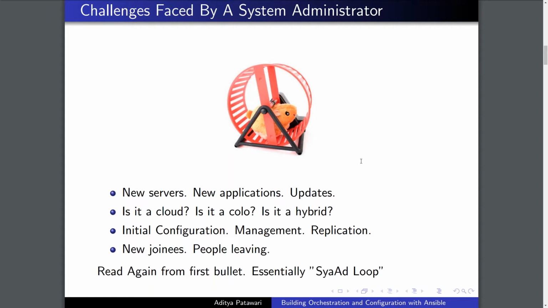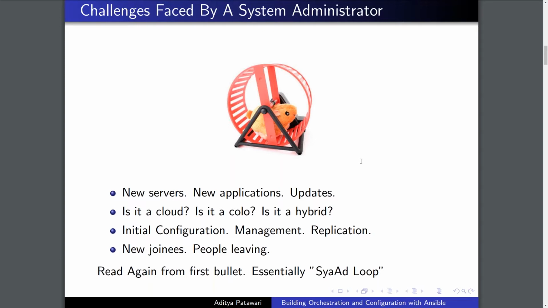Another problem that system administrators or DevOps persons usually face is initial configuration. Typically the first server is configured manually, and then somebody forgets to record those steps, and when you have to set up the same server again for scaling or for whatever reason, then it becomes a big problem. So management and replication of the same server or service is a huge problem which people try to handle in their own ways.